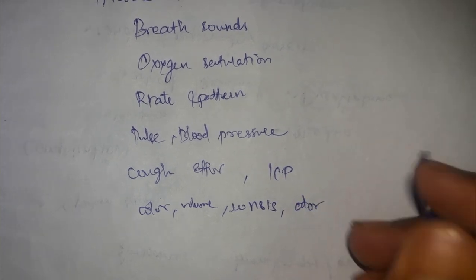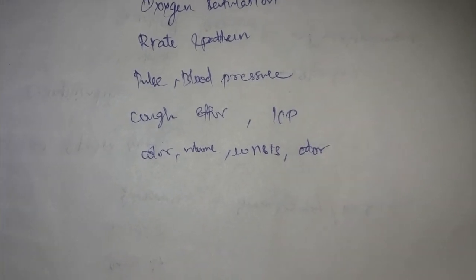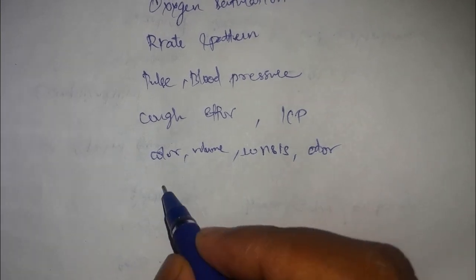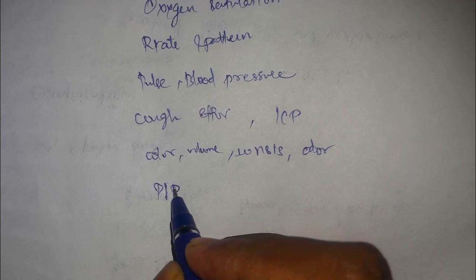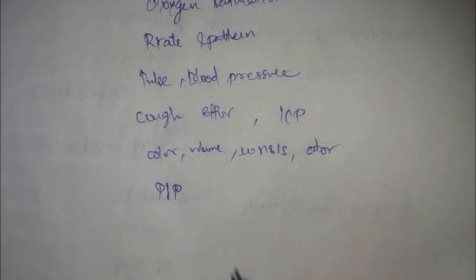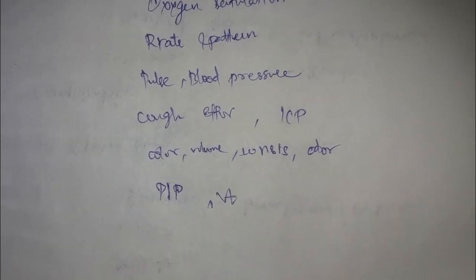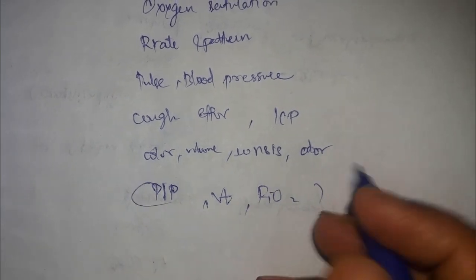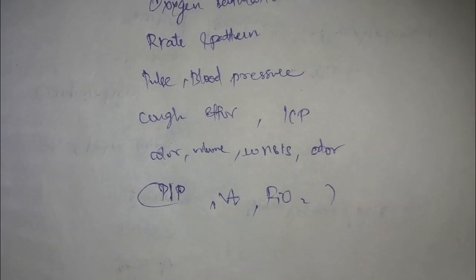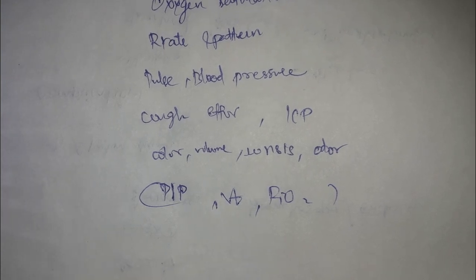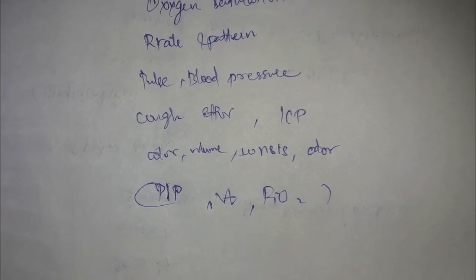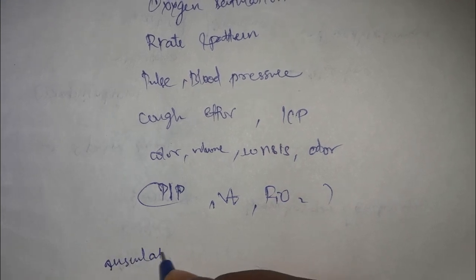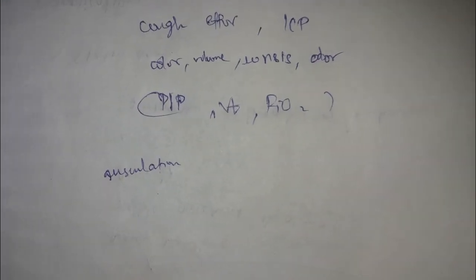And the ventilator parameters, that is vital capacity, the inspiratory pressure and tidal volume, like that. These are the components we have to notice in the ventilator parameters. After these, also assess the depth and the rate of the respiration. During auscultation, what is the sound of the heart, like that we have to note.